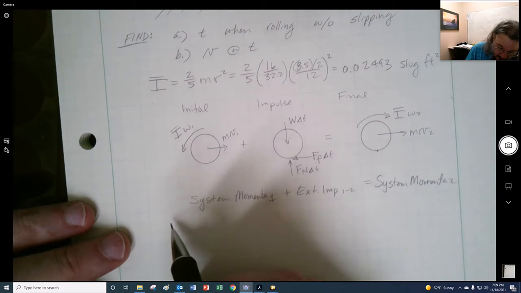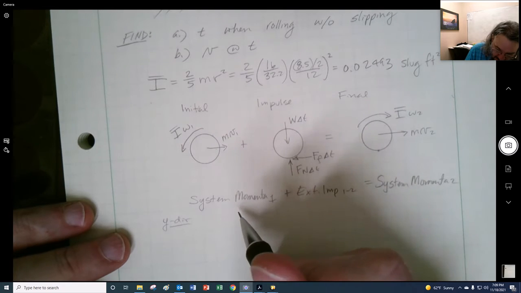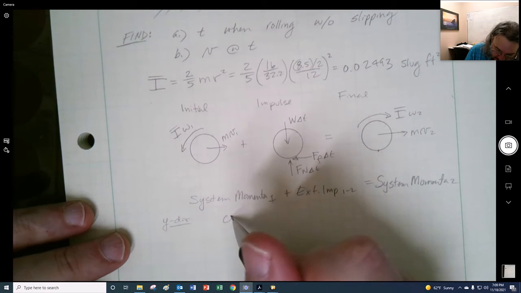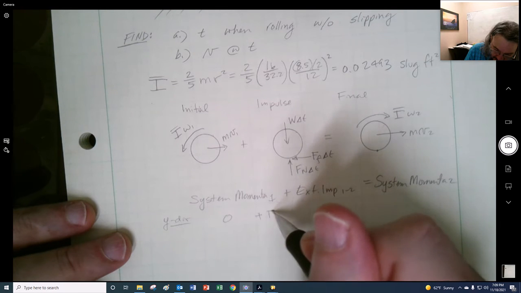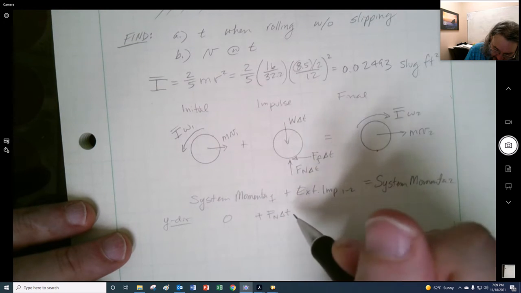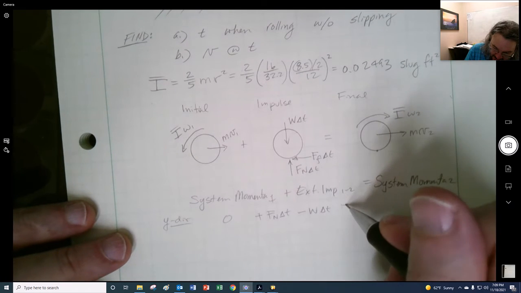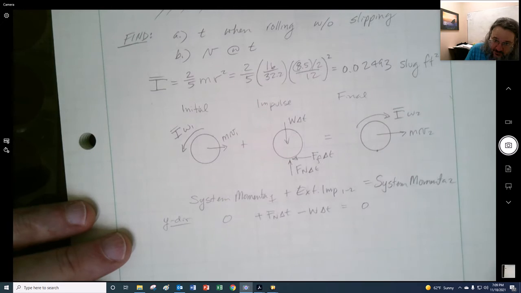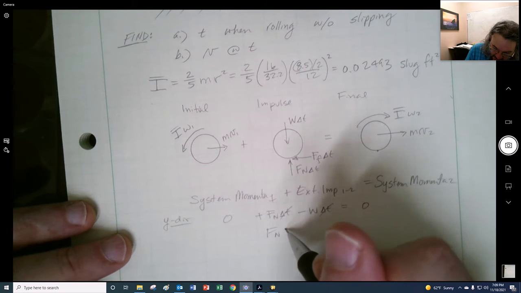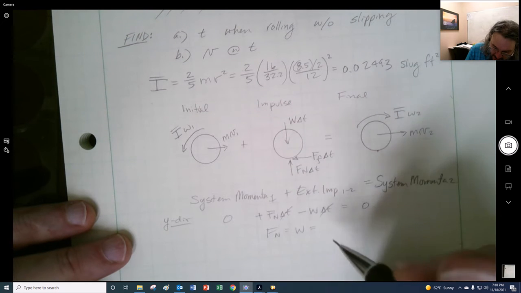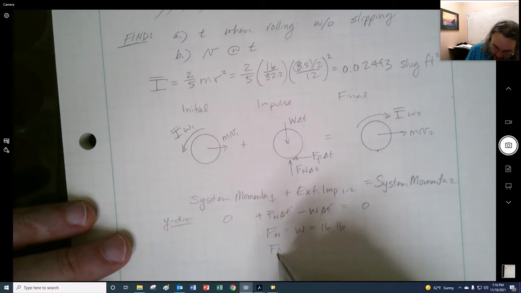So I guess we could do this in the y direction. We're going to say 0 things going on in the y direction, plus the normal force times delta t minus the weight times the delta t is going to be equal to 0. Right? So this is sort of trivial, but we could cross out this. So we say that we know the normal force is equal to the weight, which we know is equal to 16 pounds. Duh. But from that, we can find the friction.